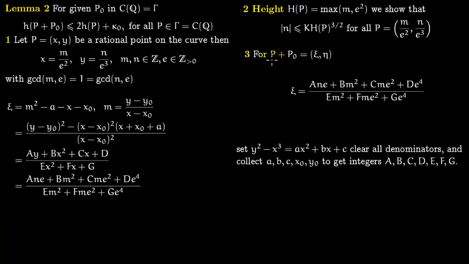So finally for the third part, we have p plus p0, we are writing as psi and eta. So this psi we are saying is of this form. So how do you obtain this psi? So this is the formula for psi which we obtained by the chord tangent method. So this is written as m square minus a minus x naught, where m is (y minus y0) over (x minus x0). m is just nothing but the slope of the line joining points x, y, which are the coordinates of point P, and joining this with x0, y0, these are the coordinates of point P0. So that is what you plug into m right here.